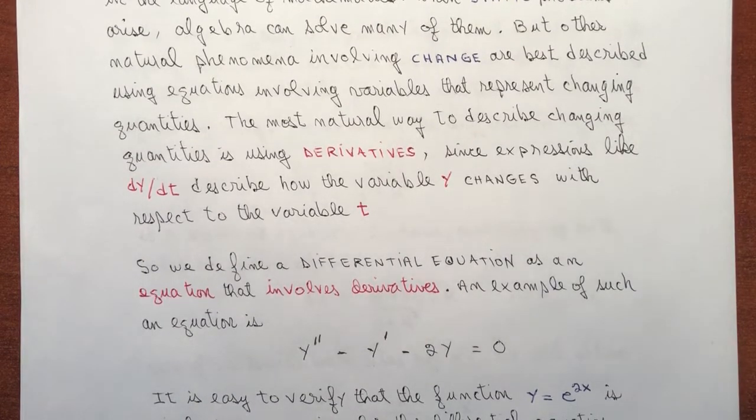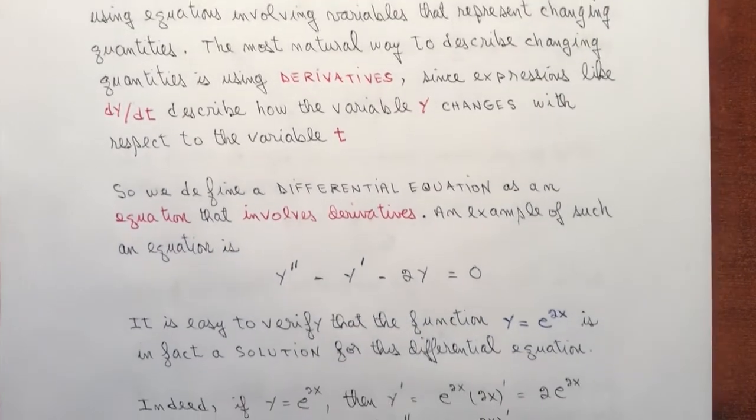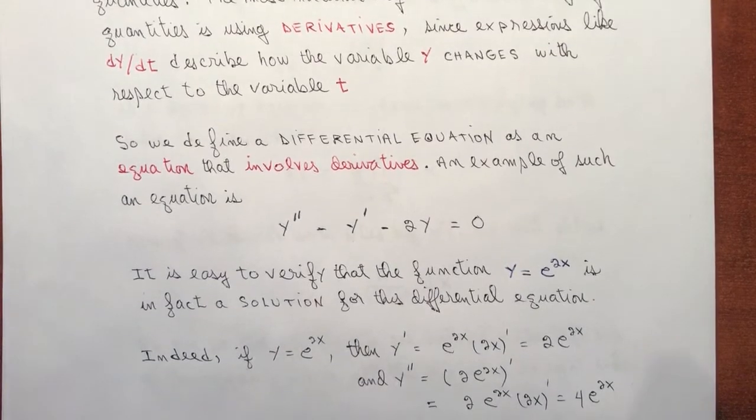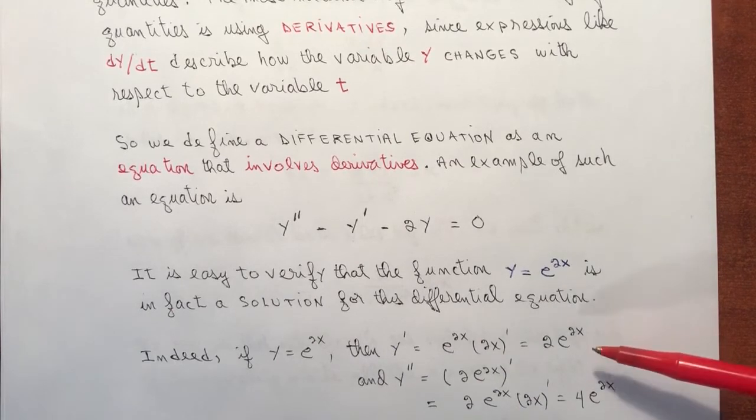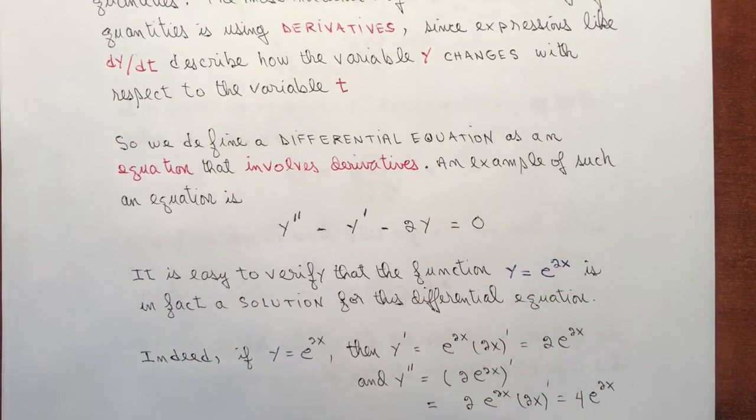Pretty simple. As an example of such an equation, we can consider y double prime minus y single prime minus 2y is equal to 0. It's actually easy to verify that y equals e to the 2x is in fact a solution for this differential equation. Indeed, if y is equal to e to the 2x, then what's y prime? Well, it's e to the 2x times the derivative of the exponent 2x, so 2e to the 2x. To find y double prime, we differentiate y prime, and we find 4e to the 2x.